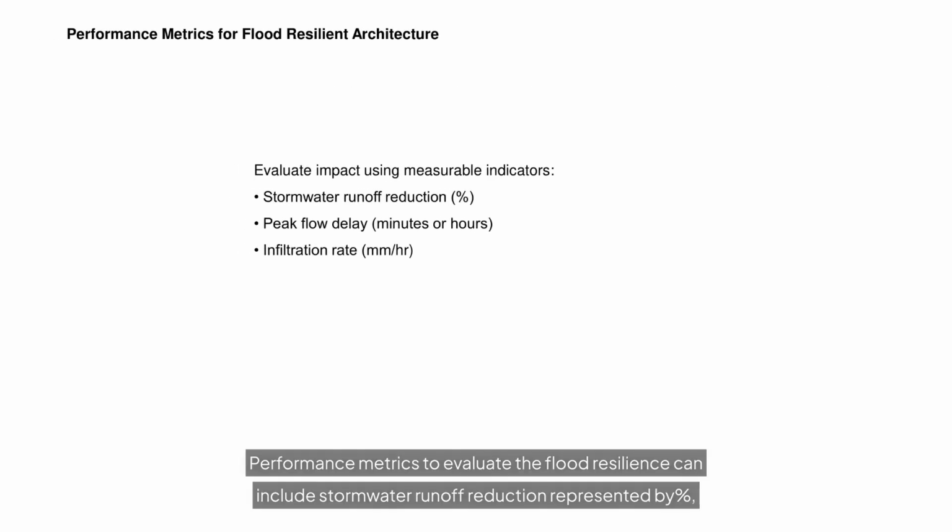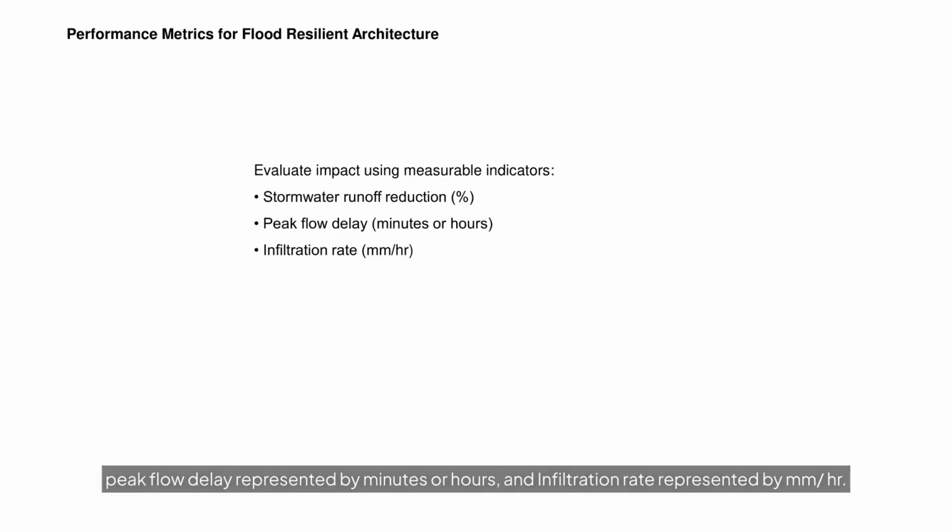Performance metrics to evaluate the flood resilience can include stormwater runoff reduction represented by percent, peak flow delay represented by minutes or hours, and infiltration rate represented by millimeters per hour. These indicators help evaluate the effectiveness of flood resilience strategies.